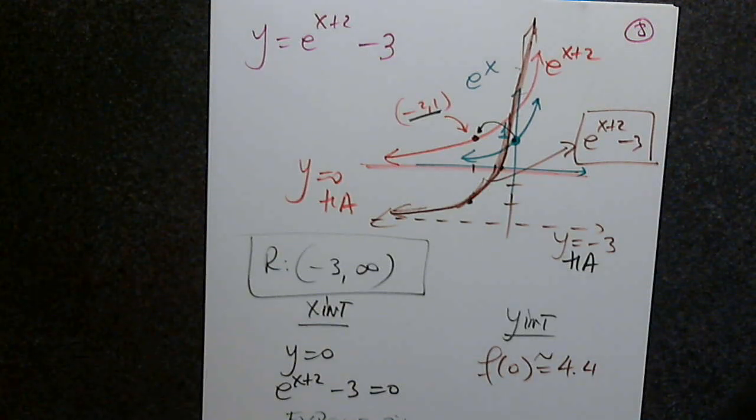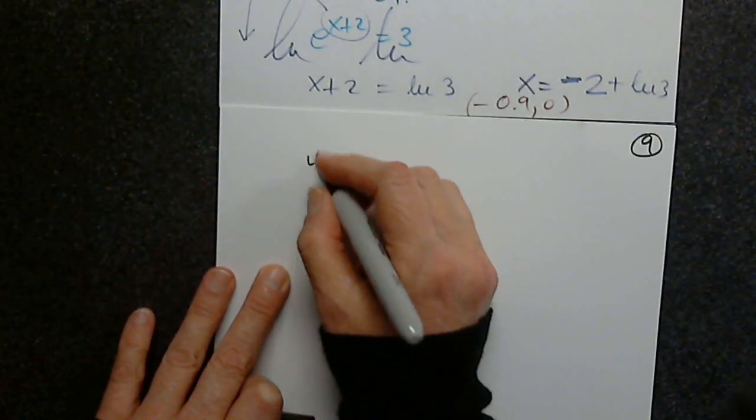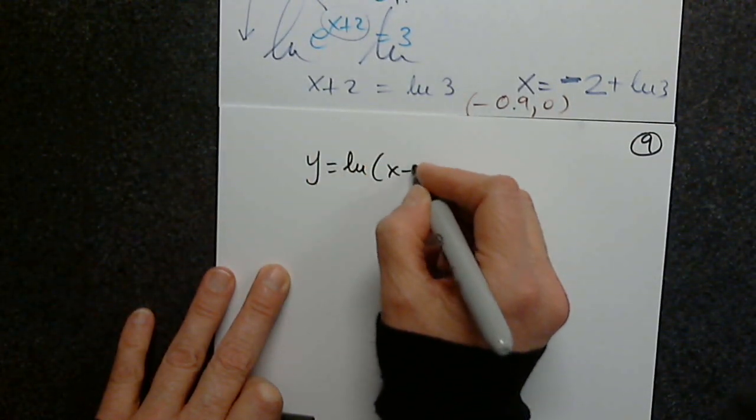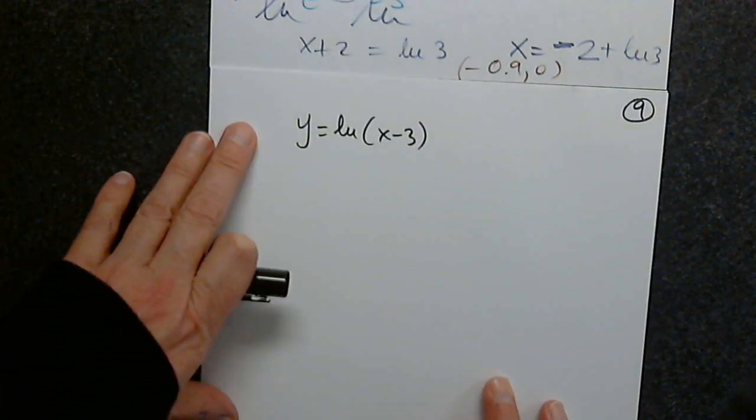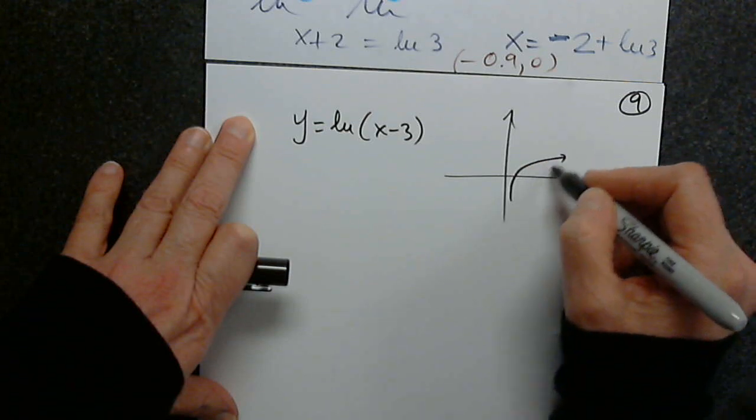The same idea, we looked at something similar. But let's do that because it's natural log of x minus 3. So remember, we talked about this. I'm going to graph it again. This is the graph of natural log.